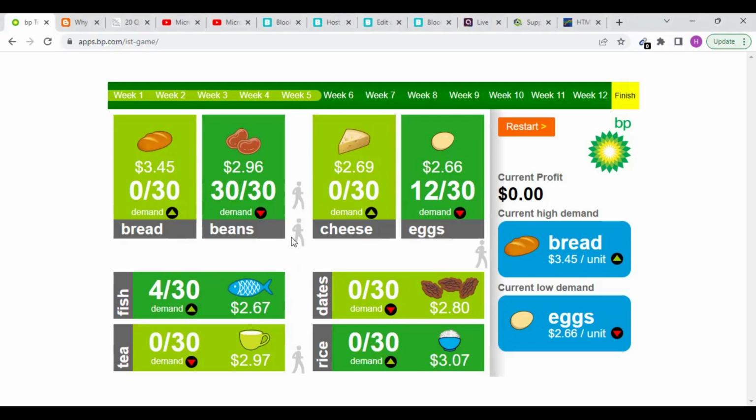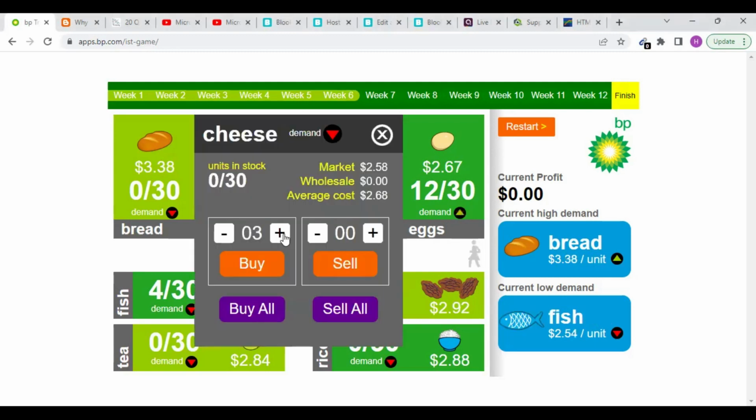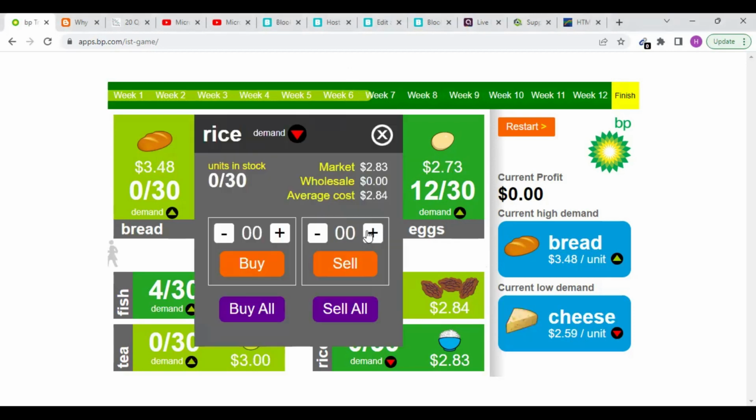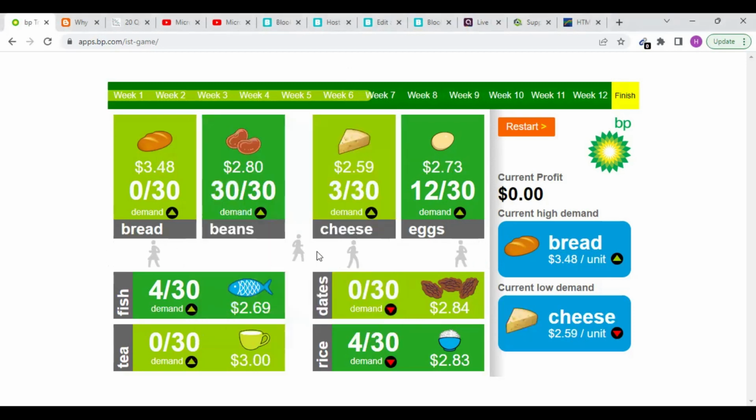So what do you want to buy next? It's okay, that's good, no problem. So what do you want to buy next? Cheese, how much cheese? 3? Okay, cool. How much rice do you want to buy? 4? Cool. 4 rice. Excellent.